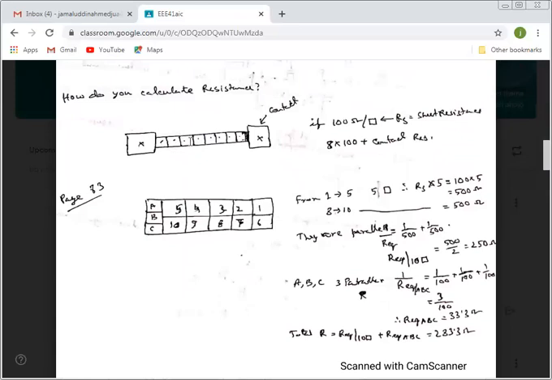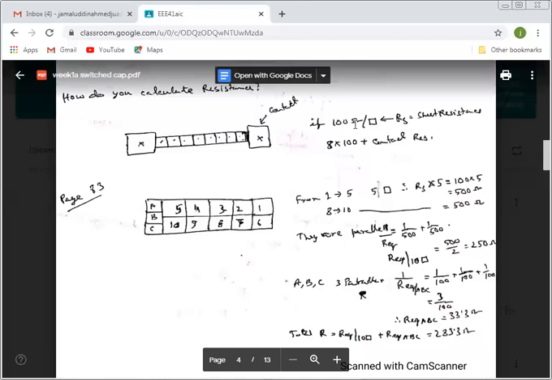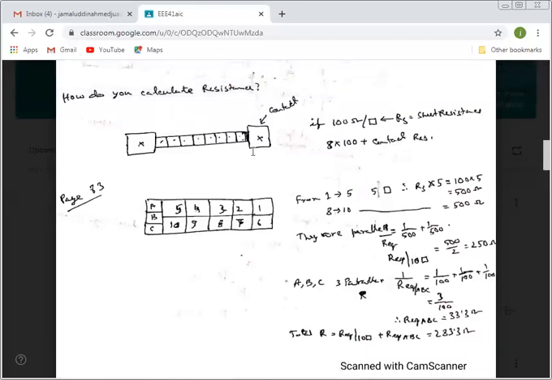1, 2, 3, 4, 5, 6, 7, 8 squares here. So if each square has 100 ohm, this resistance will be 8 times 100 plus the contact resistance, this contact and this contact. So the total resistance is 8 into 100 plus contact resistance.